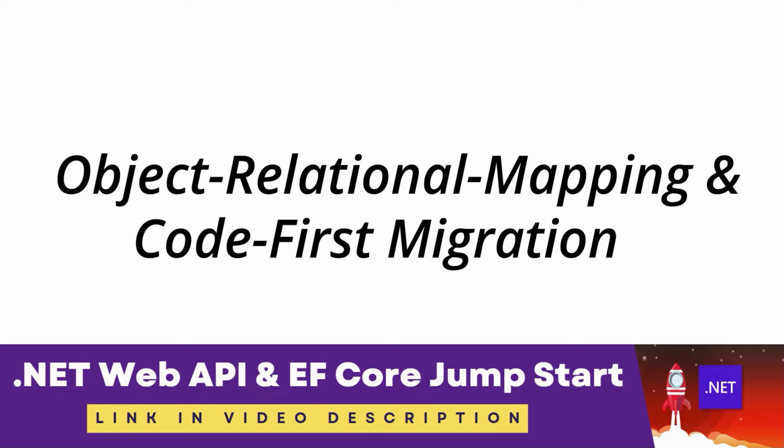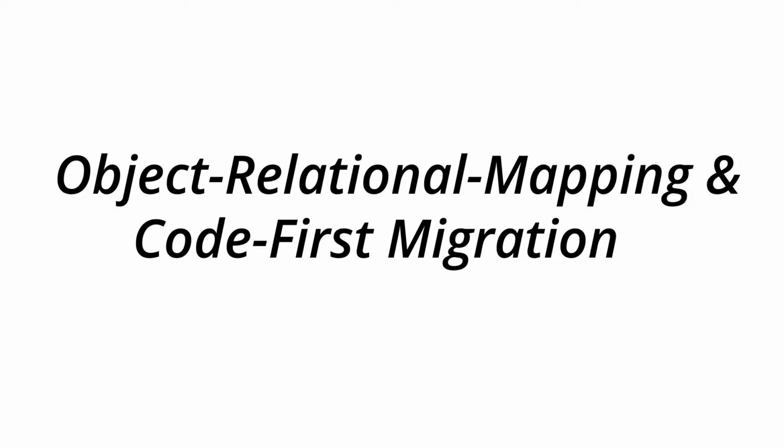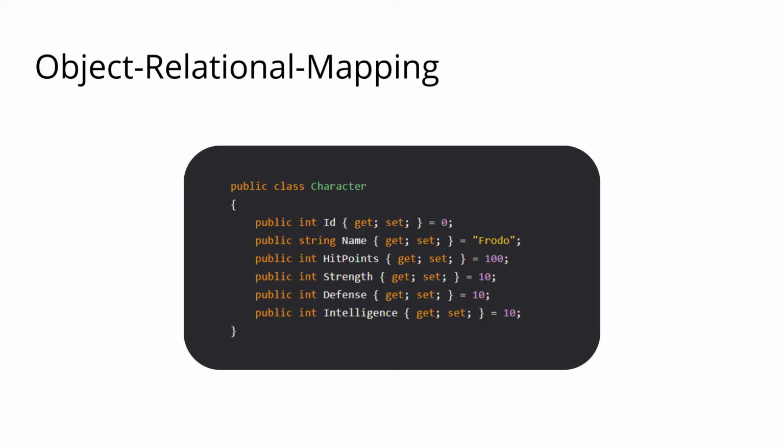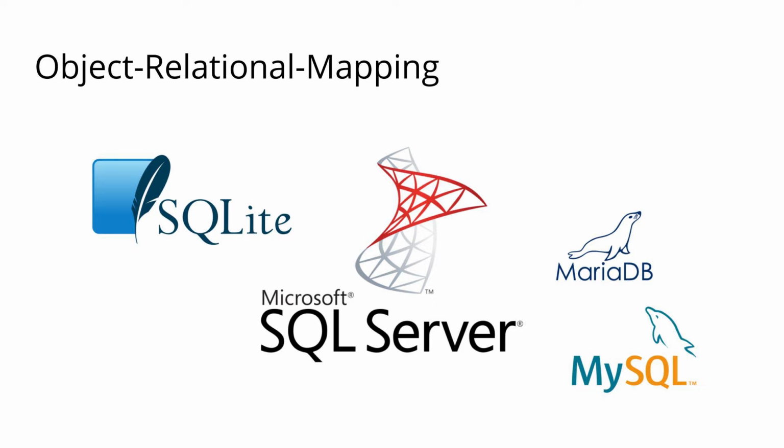What does Object-Relational-Mapping actually mean? It really is quite simple. So far, we created our RPG characters as models or classes in our code. These models consist of several properties. The RPG character has an ID, a name, hit points, and so on. In essence, this whole thing is the object. Databases like SQL Server, SQLite, MySQL, MariaDB, and many more are relational databases and use relational database systems. They consist of tables to save data, and these tables can have relationships with each other. It's exactly the same with our models.